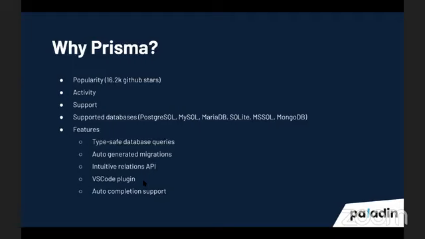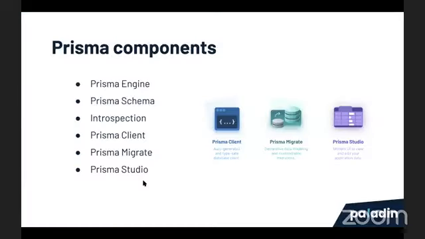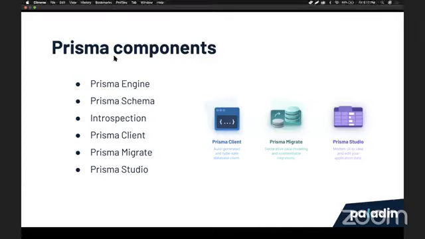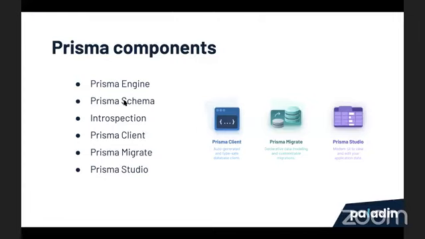So the next thing is we come down to the components that Prisma has. These are the 6 major components that we focus on: the Prisma engine, the schema, the introspection, client, migrate, and studio. We'll look at each one in detail in the practical session. That will be much easier to understand as we relate it with the code.